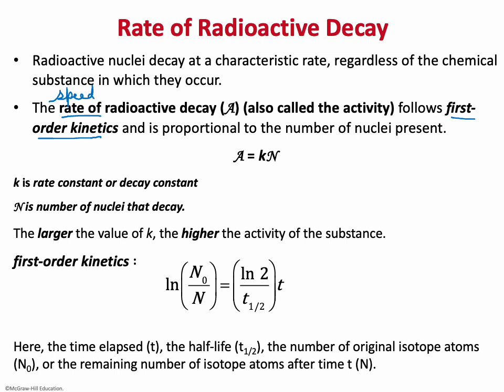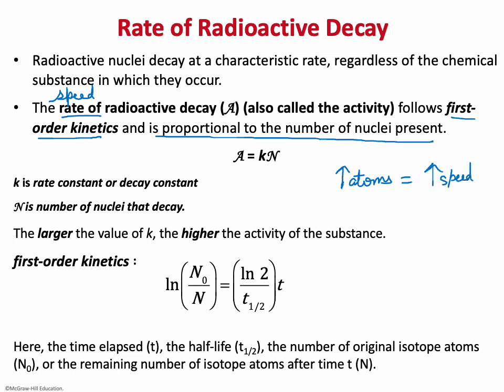which a radioactive decay occurs is directly proportional to the number of nuclei present, which means that if there are more atoms or more nuclei present, the speed of reaction would also be equally high.